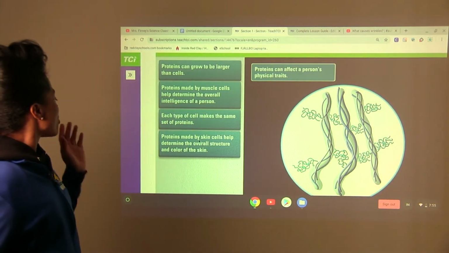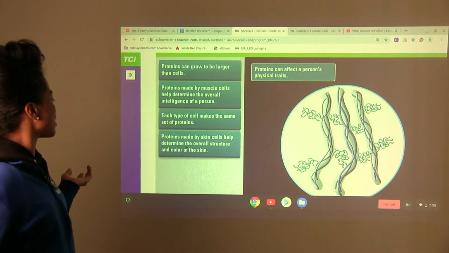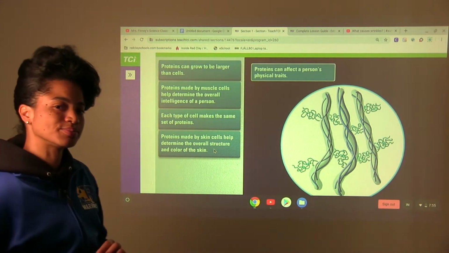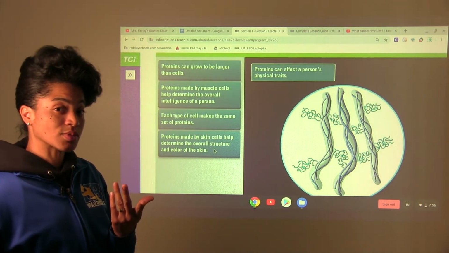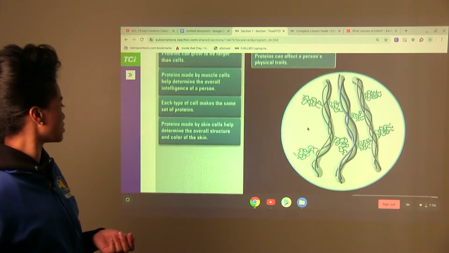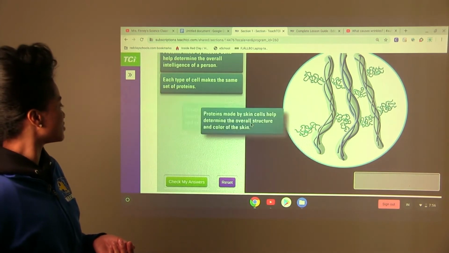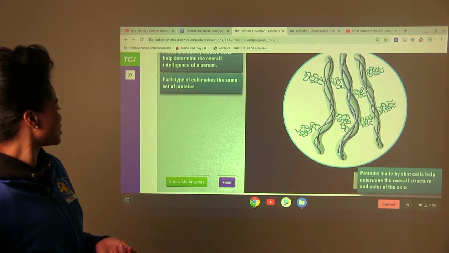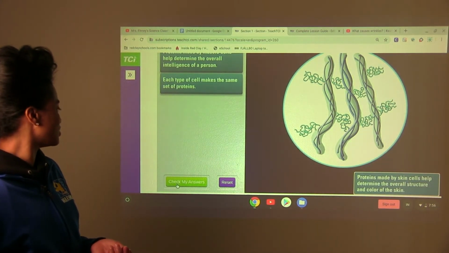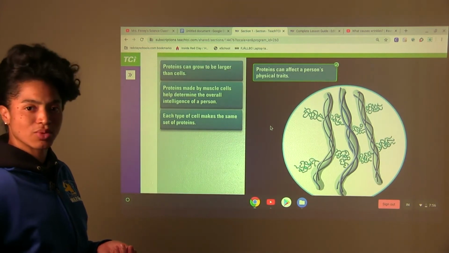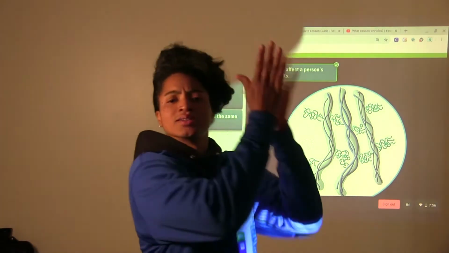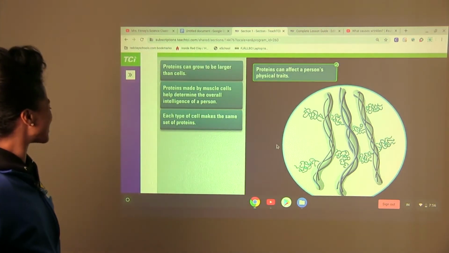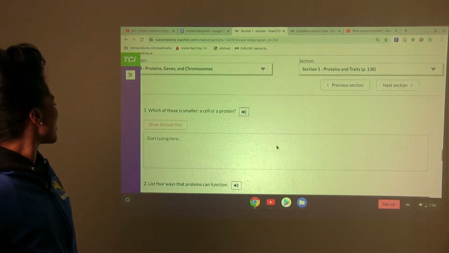Okay. Proteins made by skin cells help determine the overall structure and color of the skin. True or false? Oh, you said true on this one? Oh, okay. Well, let's see. Oh, look at you. Give yourself a round of applause. I love it. Nice work. Nice work. All right, here we go.